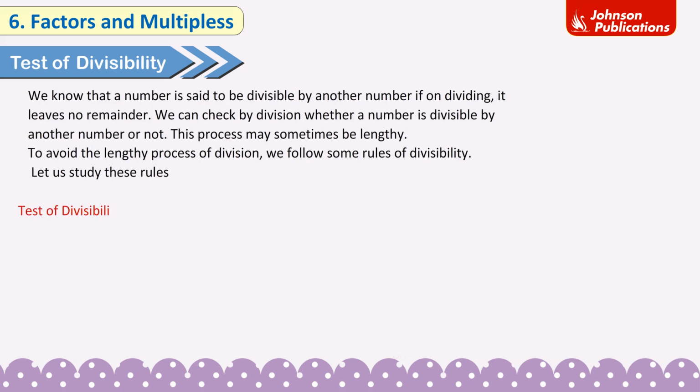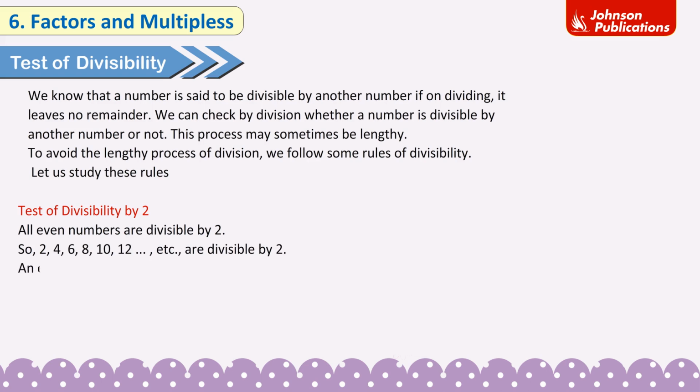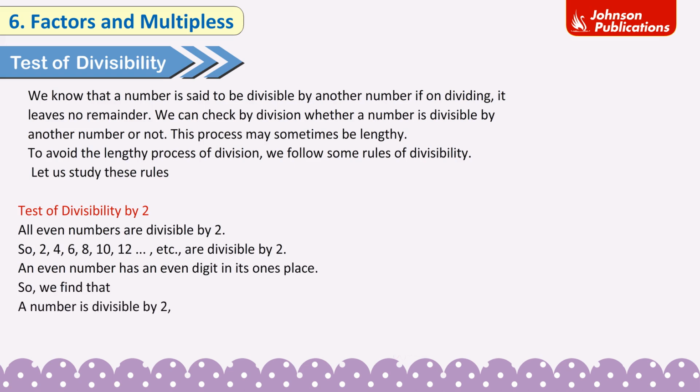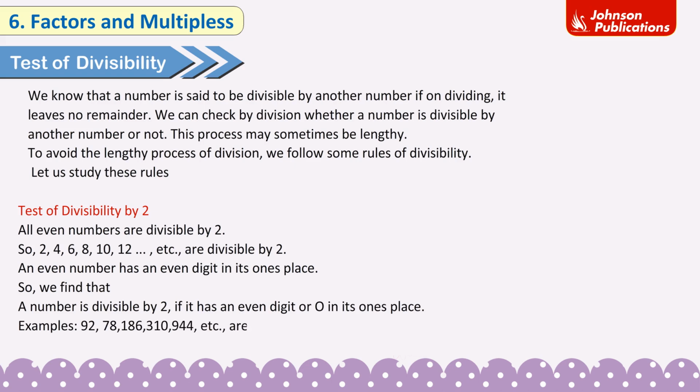Test of divisibility by 2. All even numbers are divisible by 2. So, 2, 4, 6, 8, 10, 12, etc. are divisible by 2. An even number has an even digit in its ones place. So, we find that a number is divisible by 2 if it has an even digit or 0 in its ones place. Examples: 92, 78, 186, 310, 944, etc. are divisible by 2.